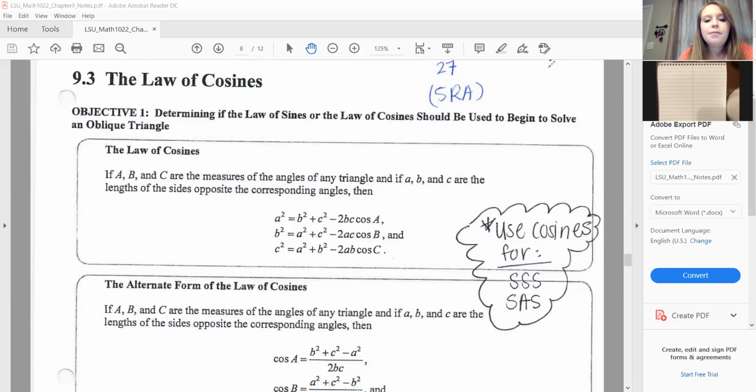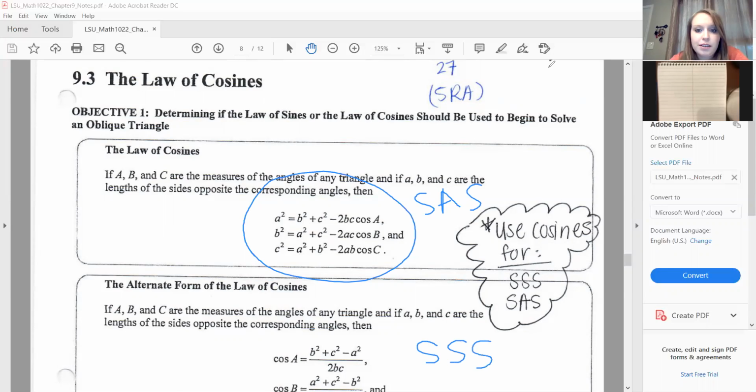So these are the same three formulas right here. It just depends on the side length you're looking for. You can find it depending on the angle that they give you in a triangle. So this works when you're using side, angle, side. And then this formula down here goes for side, side, side. I don't have it right on my screen. I know it's a little messy, but it works.